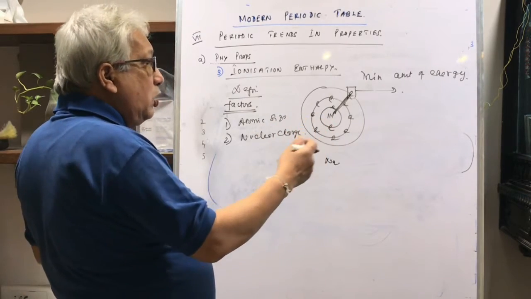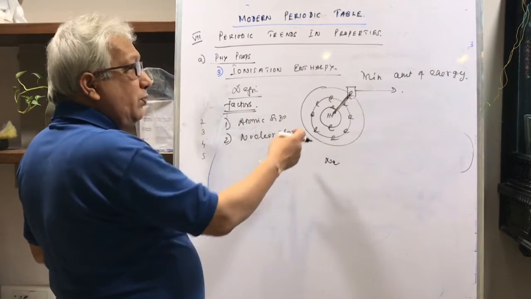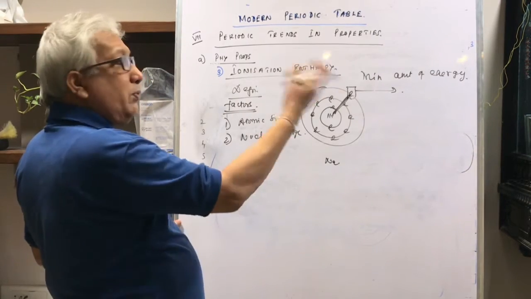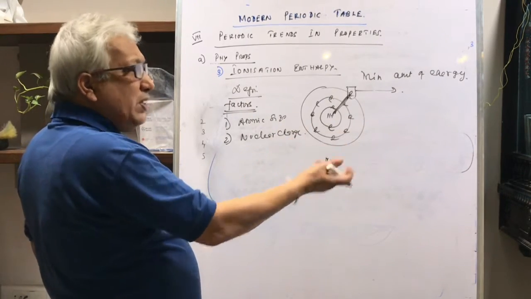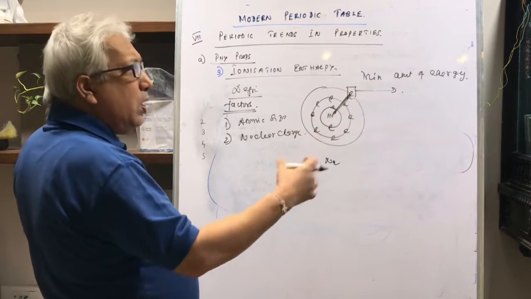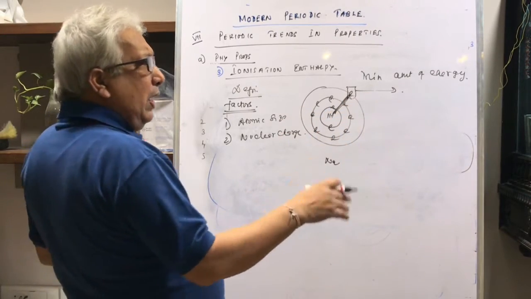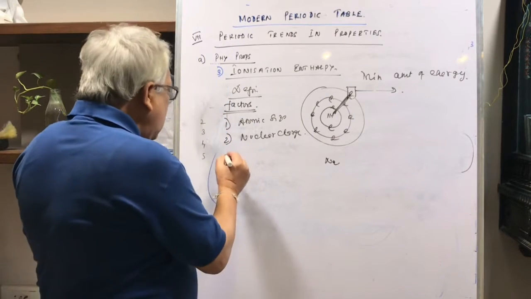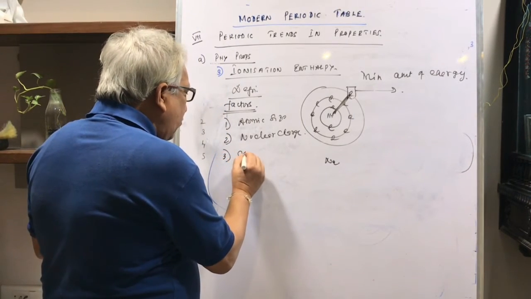Another thing is, in case of sodium there are 11 protons who are attracting those electrons. In case of chlorine there are 17 protons who are attracting those electrons. So obviously the nuclear charge has become more and attraction has become more, energy required to remove the electron will become more. The third thing is shielding effect.